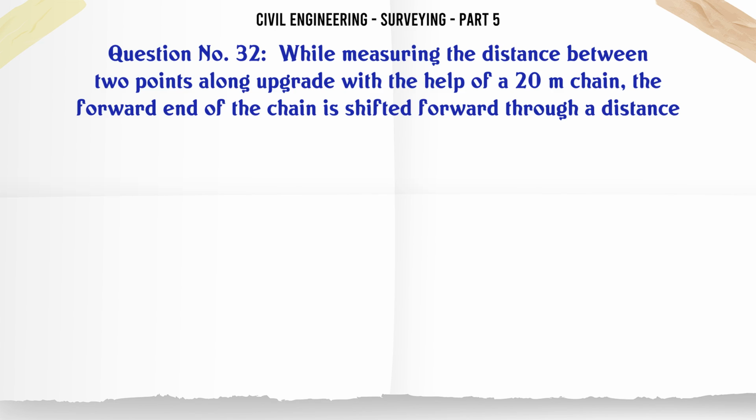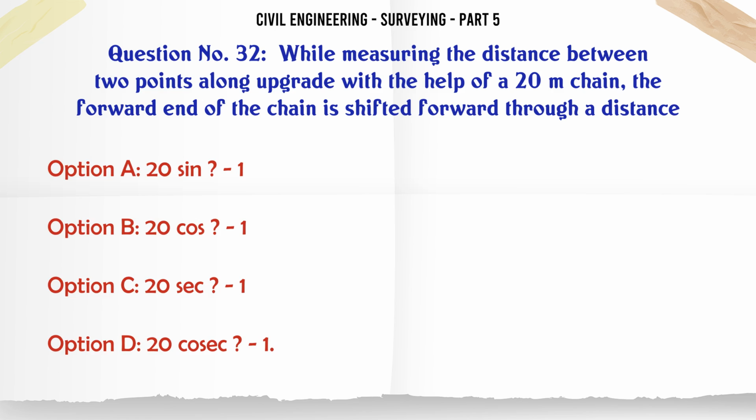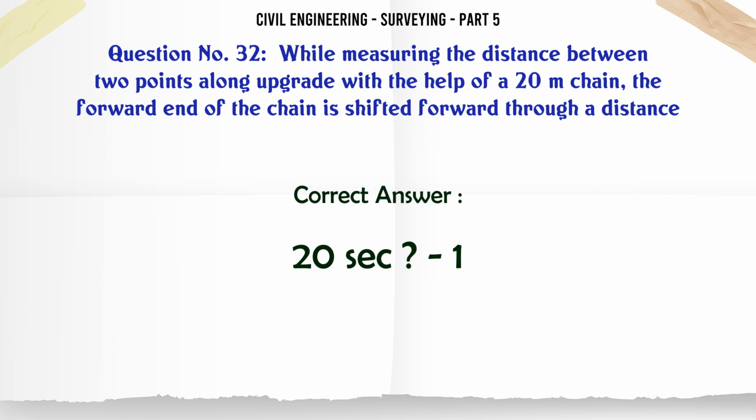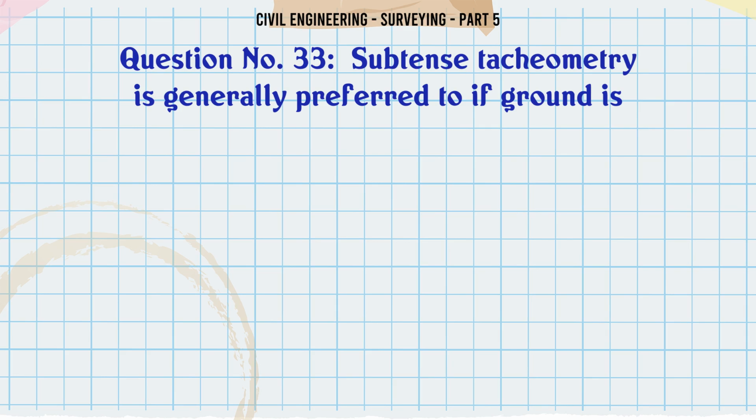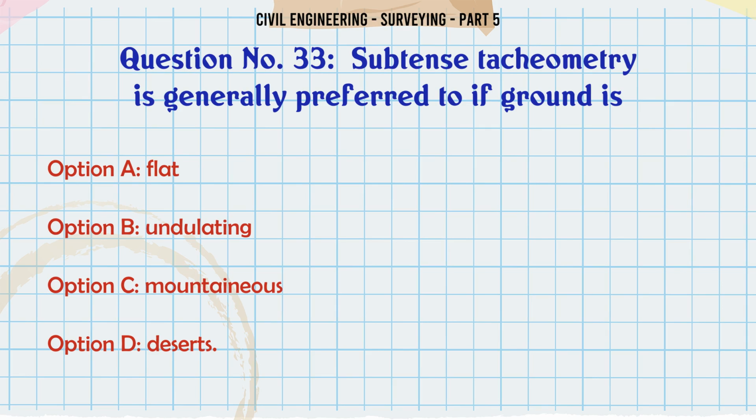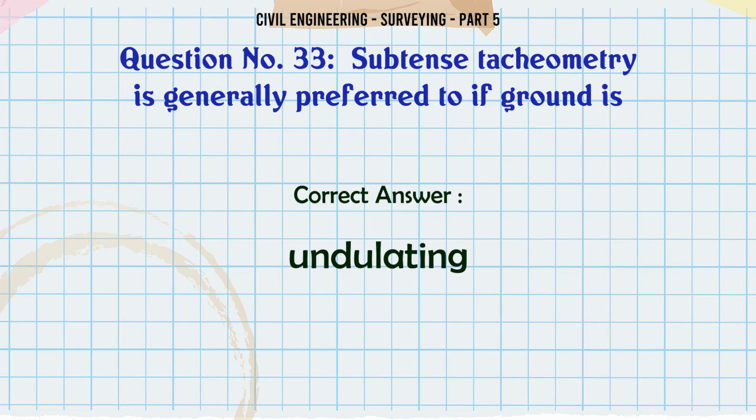While measuring the distance between two points along upgrade with the help of a 20 m chain, the forward end of the chain is shifted forward through a distance A, 20 sin 1, B, 20 cos 1, C, 20 sec 1, D, 20 cosec 1. The correct answer is 20 sec 1. Subtense tachometry is generally preferred if ground is A, flat, B, undulating, C, mountainous, D, deserts. The correct answer is undulating.